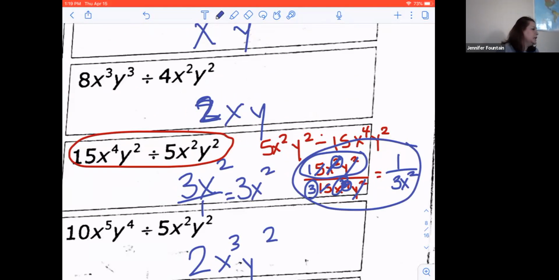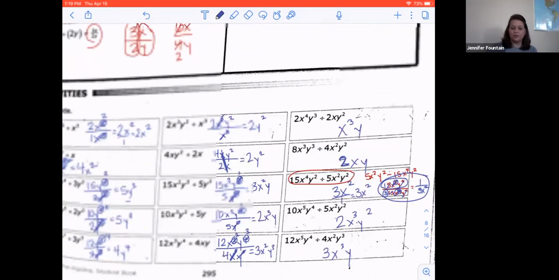I don't think any of the textbook examples have that, but I know that I've experienced some questions on some worksheets and things like that. So I just want you to know that if everything in the numerator cancels, you still write a 1 in the numerator. We just don't have to do that in the denominator.